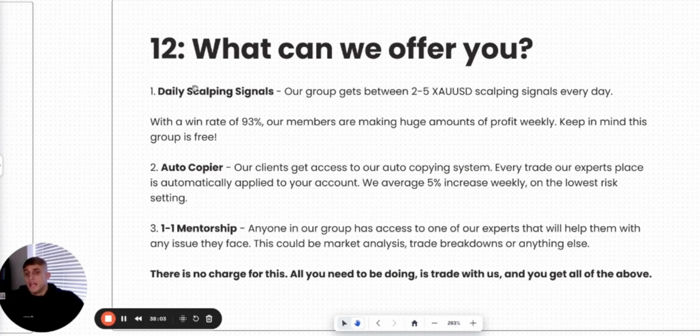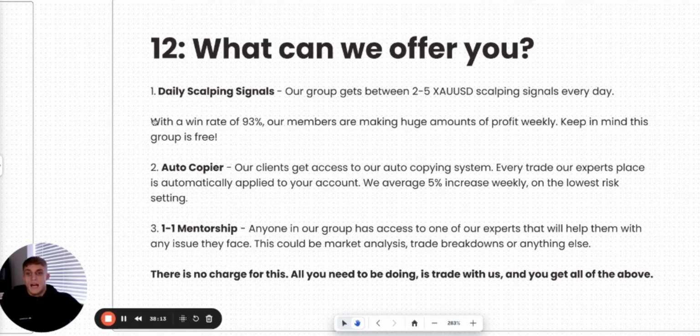First thing we do, we've got daily scalping signals. We give our group between 2 and 5 gold trades using support and resistance and some of the different concepts that we've spoken about today. And we've got a really, really exceptional win rate of 93%. Got lads making huge, huge money.